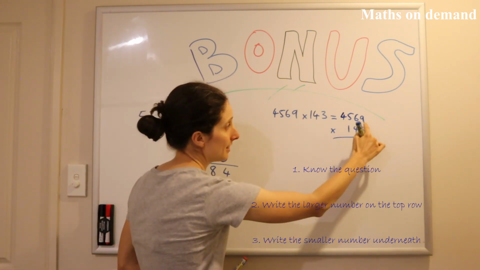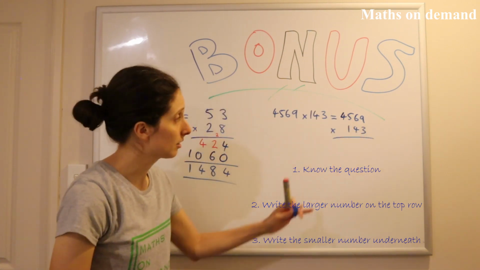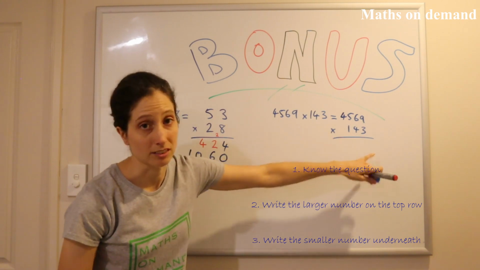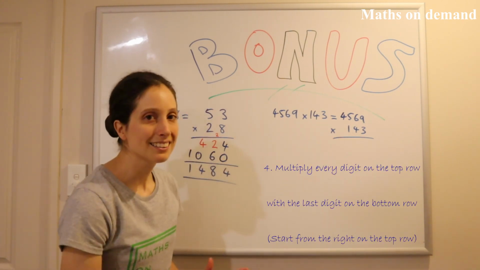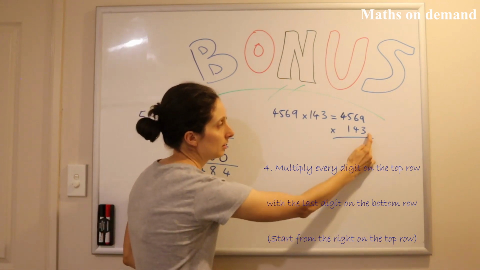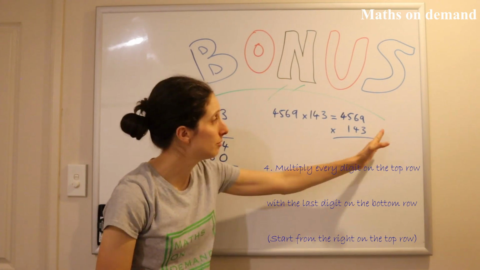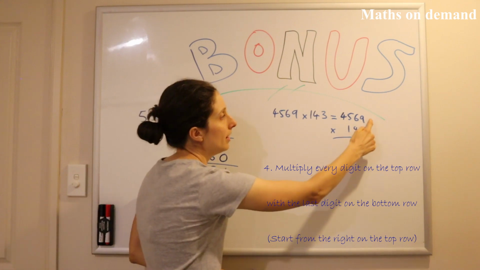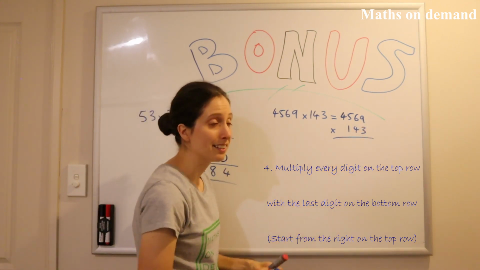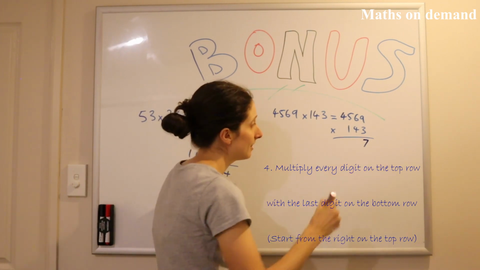The 9 and the 3, the 6 and the 4, the 5 and the 1, and there's nothing to go under the 4 because it's only 100 here, not thousands. What do we do now? We look at the last digit on the second row, 3. And we multiply that by every digit in the top row, starting at the right. 9 times 3 is 27. So we're going to write the 7 down here. We're going to carry the 2.